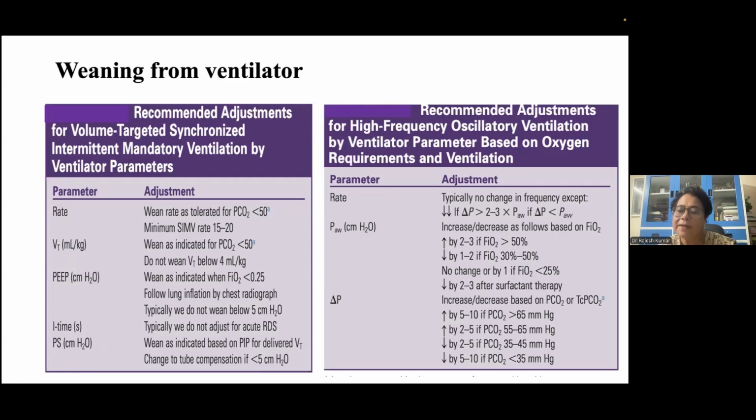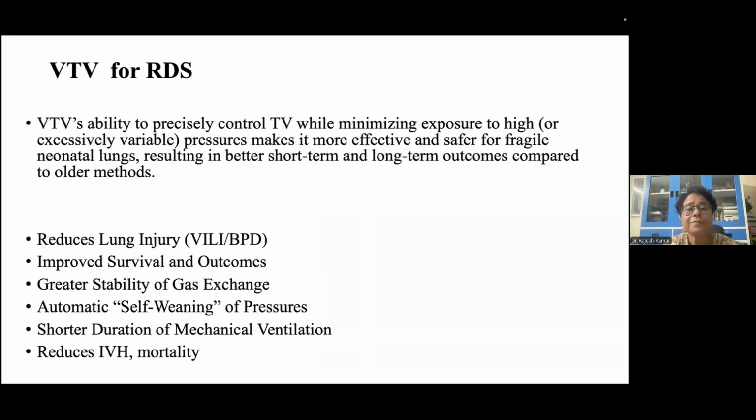Again, for the CO2, we have to touch on the delta P. And if the CO2 is more than 65, we can increase it by 5 to 10. And if it is between 55 to 65, we increase by 2 to 5. And between 35 to 45, we can reduce it by 2 to 5. And when it is less than 35, we can reduce it by 5 to 10.